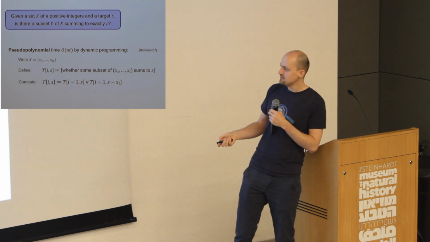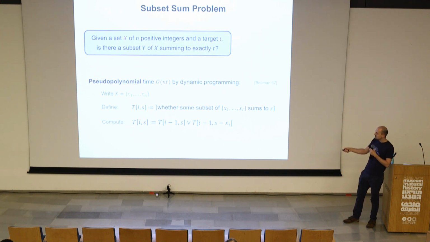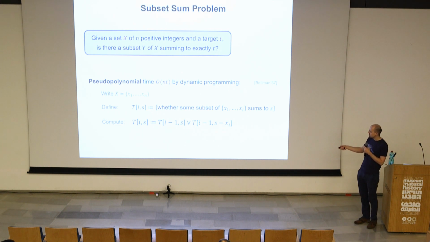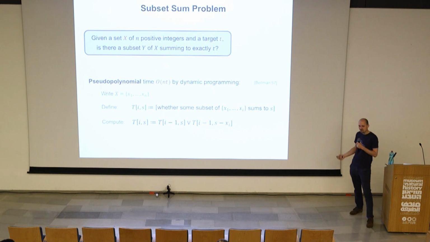When can this happen? When is there a subset of the first i numbers summing to s? Well, either this subset does not include the ith number, then already among the first i minus 1 numbers you can sum to s, or that subset does include the ith number, then among the first i minus 1 numbers you can sum to s minus x_i. And those are the only two options that you can have.